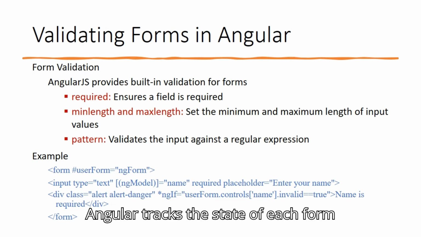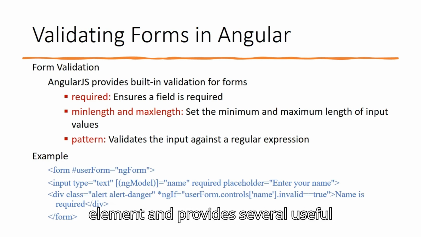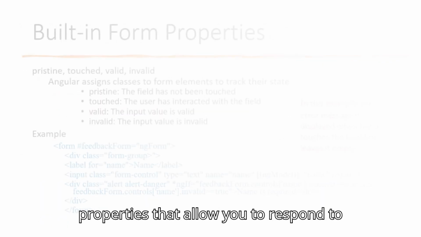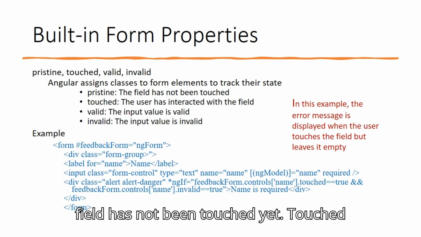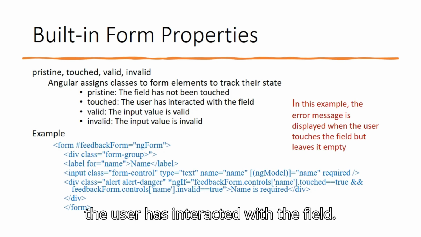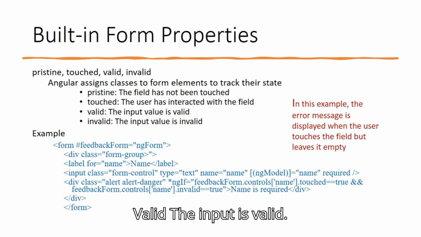Angular tracks the state of each form element and provides several useful properties that allow you to respond to user input. Pristine: the form field hasn't been touched yet. Touched: the user has interacted with the field. Valid: the input is valid. Invalid: the input is invalid.